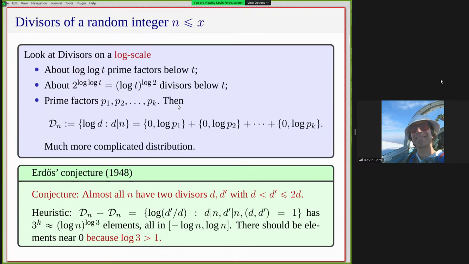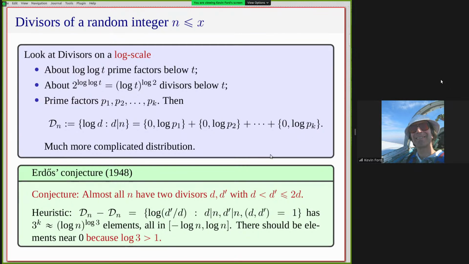Another way of looking at it is if you create this set, which I'll call D sub n, which is the set of the logarithms of all the divisors of n, you can express this as a sumset of all these 2 element sets. So this is in the language of additive combinatorics. So in other words, you obtain the divisors by taking all possible subset sums of the logarithms of the primes.